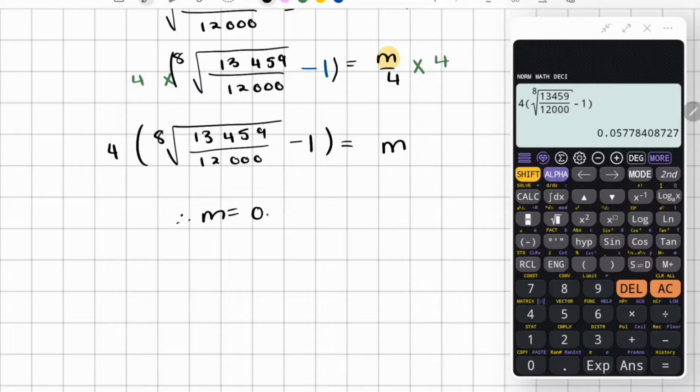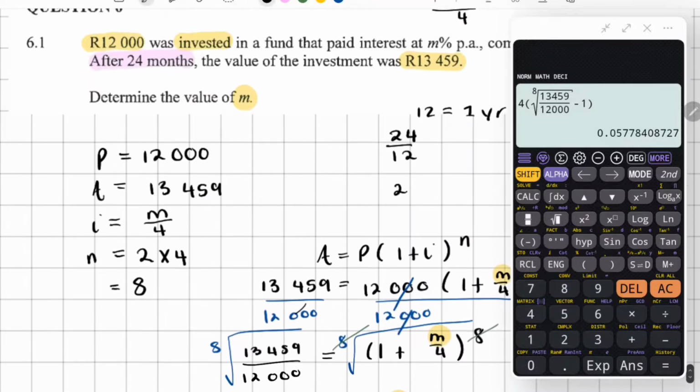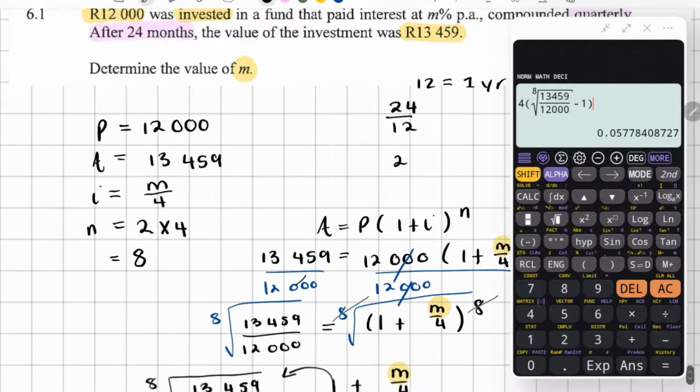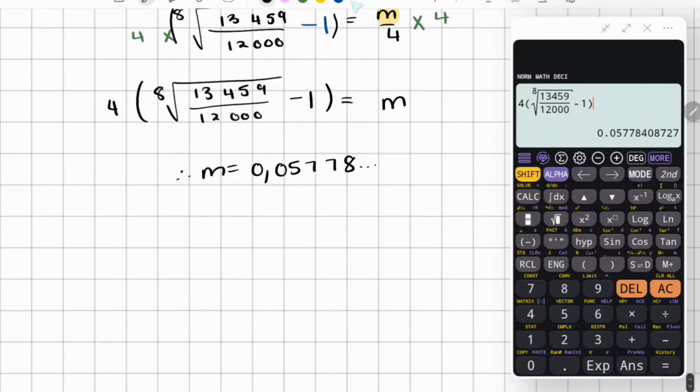So it is 0.05778. I usually leave 5 decimals and then show that I didn't round off yet. But now remember that m must be a percentage because they said at m% per annum, just like they would say at 12% per annum or 14% per annum. You're going to have to leave that as a percentage. So to get this decimal to be a percentage, you need to multiply it by 100.